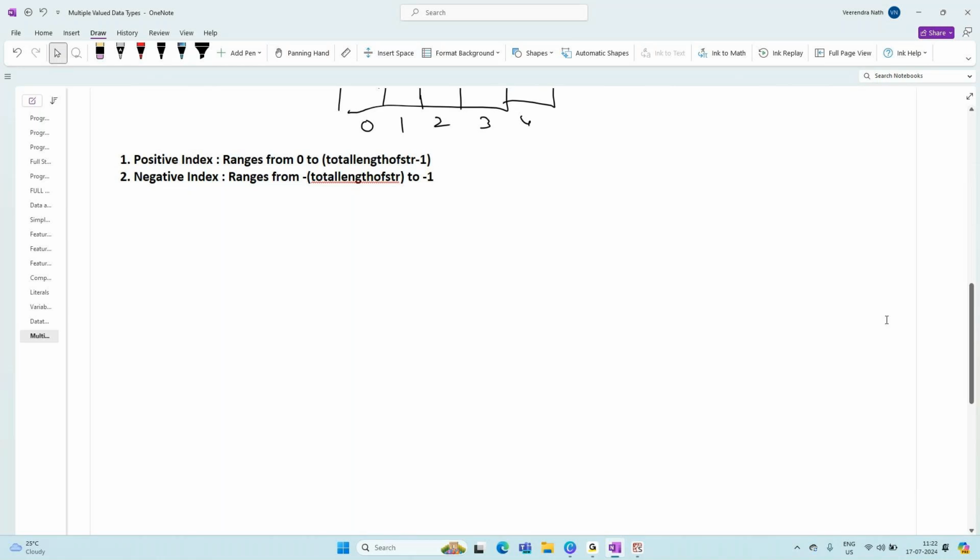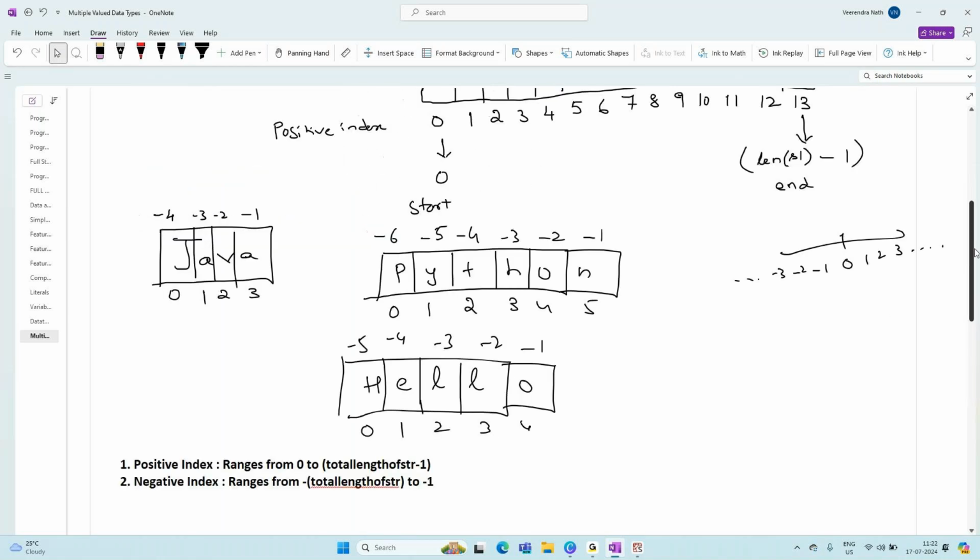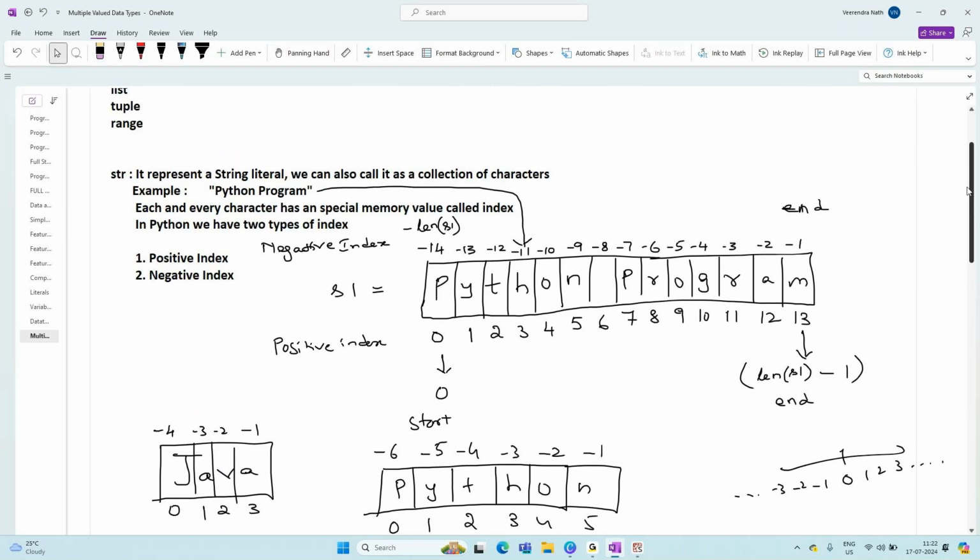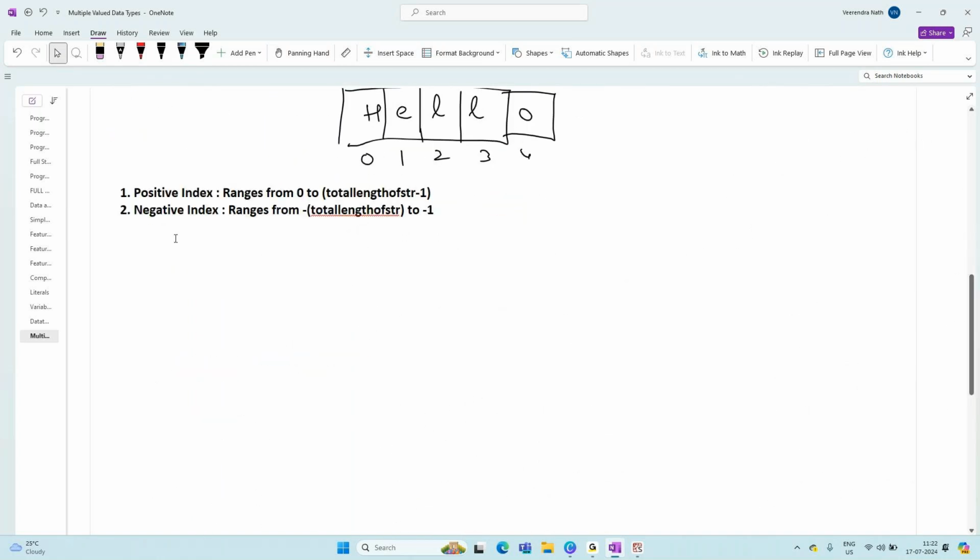Clear about sequencing now? Everyone clear about sequencing? Yes? Okay. Now, what is the use of this sequencing, sir? What generally do people try to do in projects? They will try to access the elements.